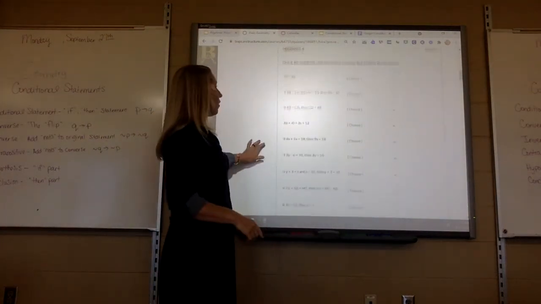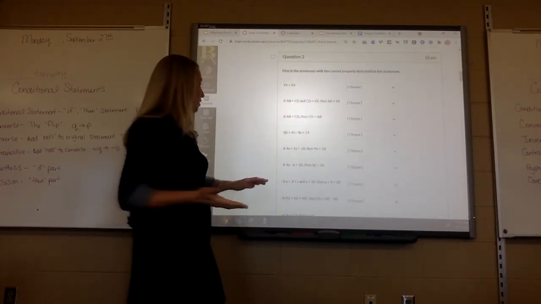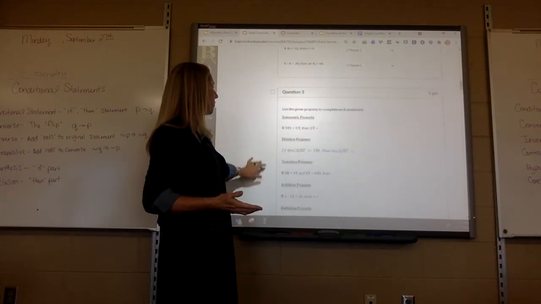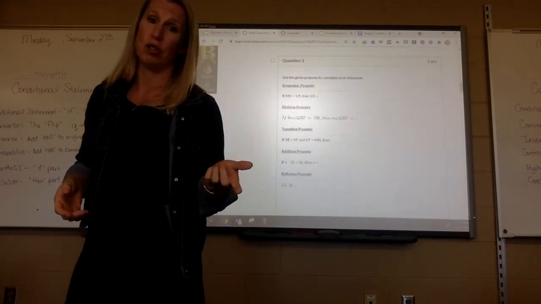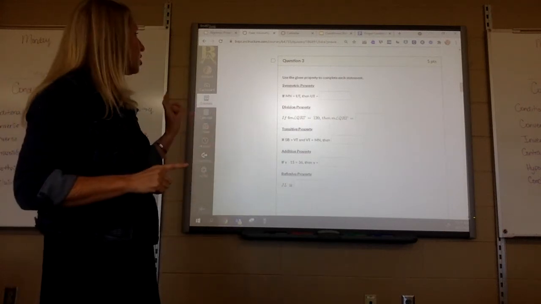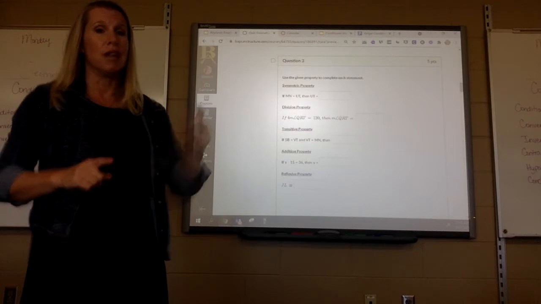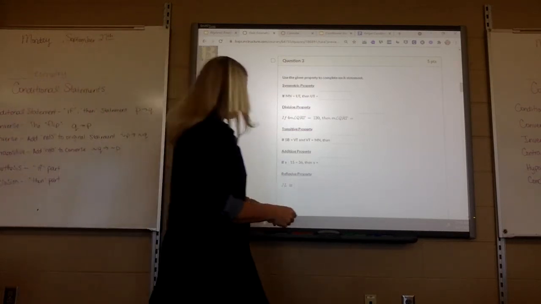Okay. So you'll have to do the same thing for number 2. You're going to have to figure out the properties. For question 3, you're going to do the property that it tells you to do. So like the first one says, I'm going to use the symmetric property. So it says if MN equals UT, then UT would equal MN. Make sure you use capitals.